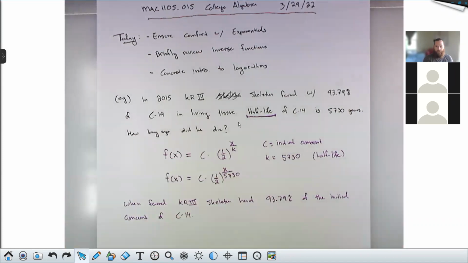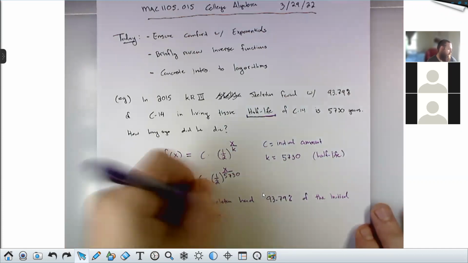So the logic here, this isn't really a math thing, maybe. C, the initial amount of carbon-14, would be the amount of carbon-14 in King Richard III's skeleton while he was alive. That's what this initial amount represents. This is the amount of carbon-14 found in living tissue. We know that there's 93.79% of that initial amount left.